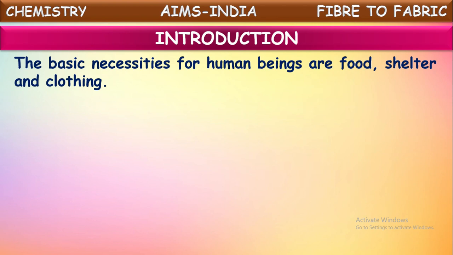As we know, the basic necessities for human beings are food, shelter and clothing, isn't it? These three are the basic necessities for the survival of human beings. Among them, food gives us energy for doing work, so it is a must. And shelter protects us from different natural atmospheric conditions like sunlight, rain and cold. From all these, a shelter protects us.